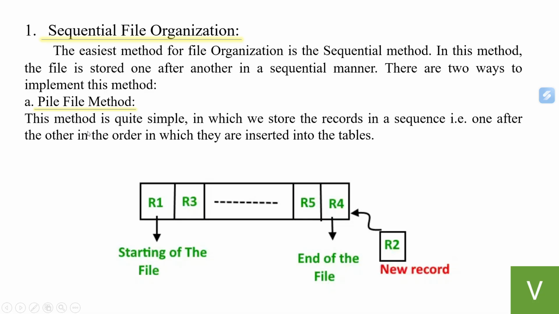This method is quite simple, in which we store the records in a sequence, that is, one after another, in the order in which they are inserted into the tables. Let us consider there are a total of four records, R1, R3, R5 and R4. If we want to insert a new record called R2, it will be inserted at the end of the file. In this, sorting is not possible.